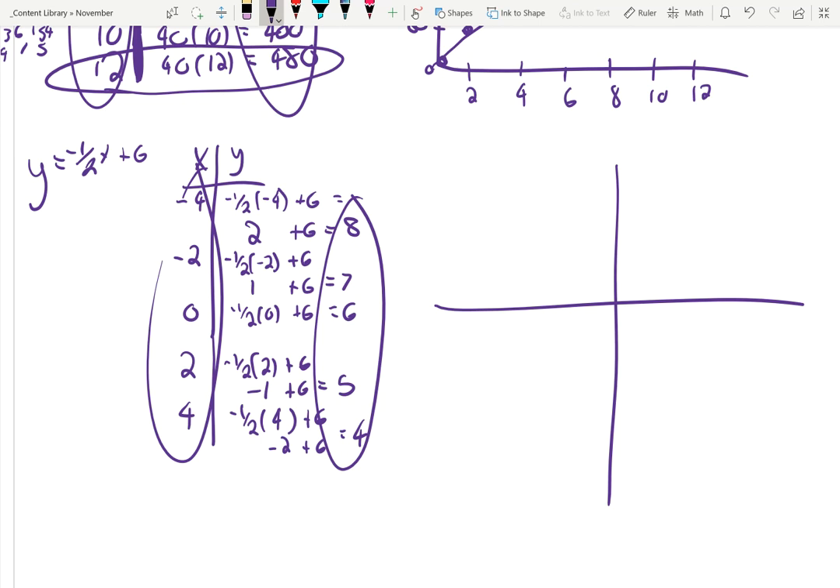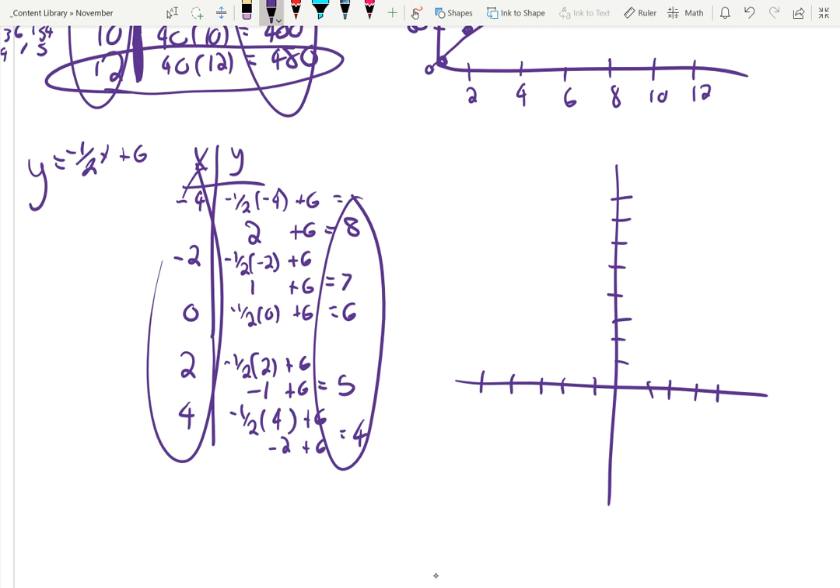So our graph looks like this. Actually, let me make it a little lower. 1, 2, 3, 4, 5, 6, 7, 8. All right. So negative 4, positive 8 would be way over there. Negative 2, 7 would be right about here. 0, 6 would be right here. 2, 5 would be right here. And 4 would be about there.